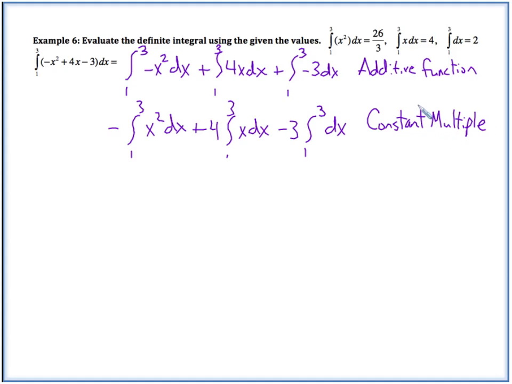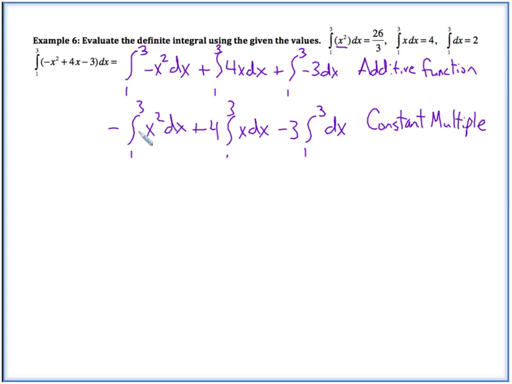Now perhaps I should back up a little bit. Remember, we were already told what some of these definite integrals were. So this was just x squared. So when we looked at this function, we wanted to get x squared by itself, and we've done that. Okay, we wanted to get x by itself, and we've done that. And then we wanted to get dx by itself, and we've done that as well.